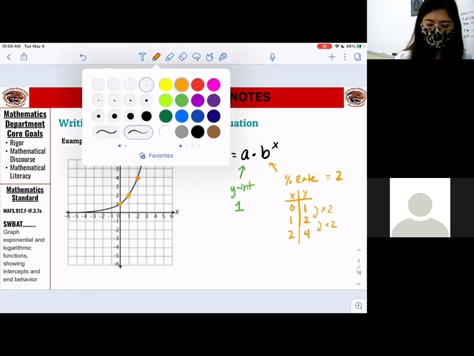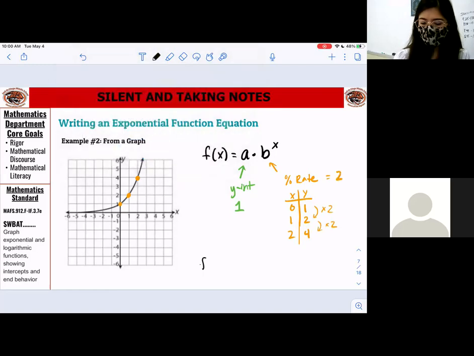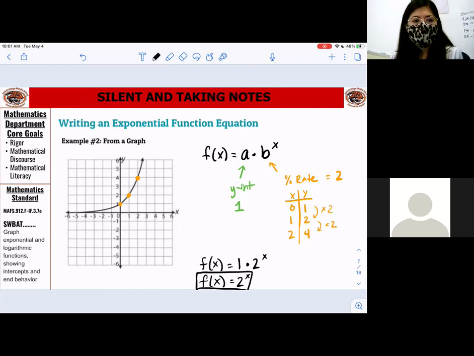So what's my equation? Write it out. 2 to the power of x, right? So remember, it is technically 1 times 2 to the power of x, but we don't really need to include the 1. So it's just going to be 2 to the power of x. All right. Any questions on how to write it?